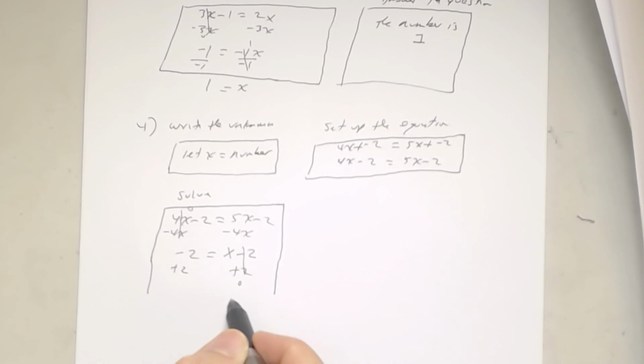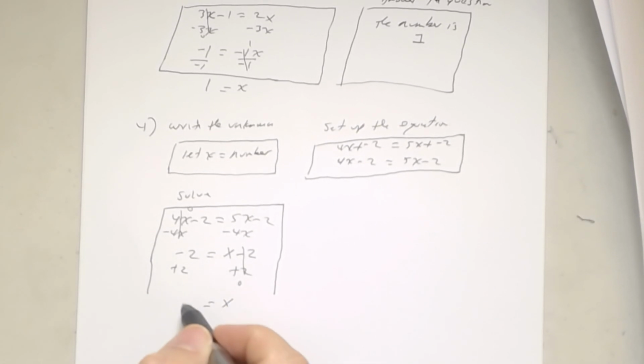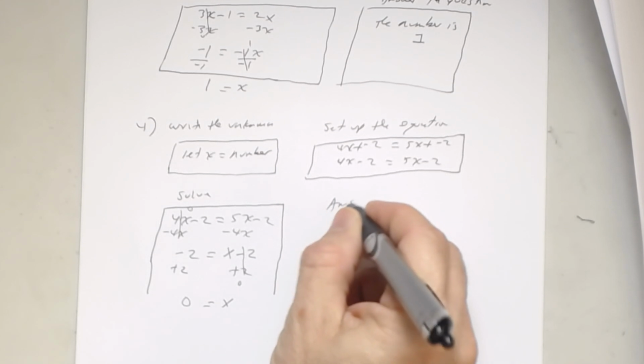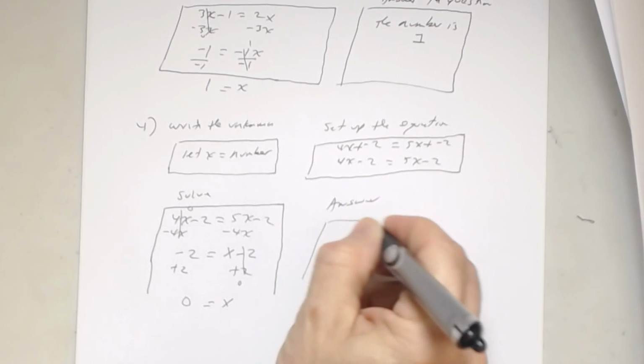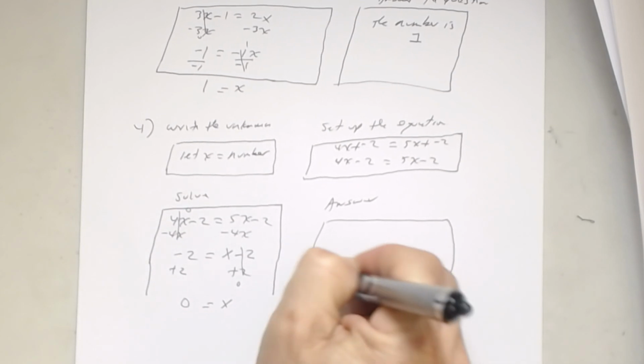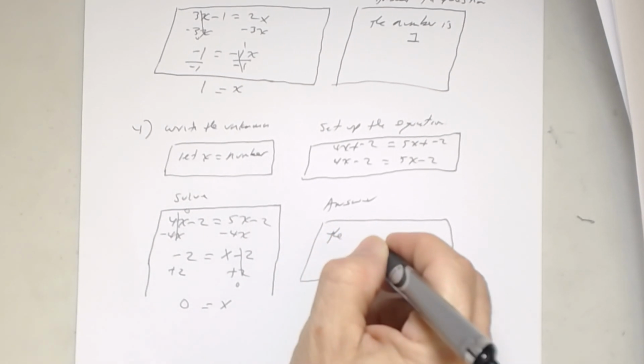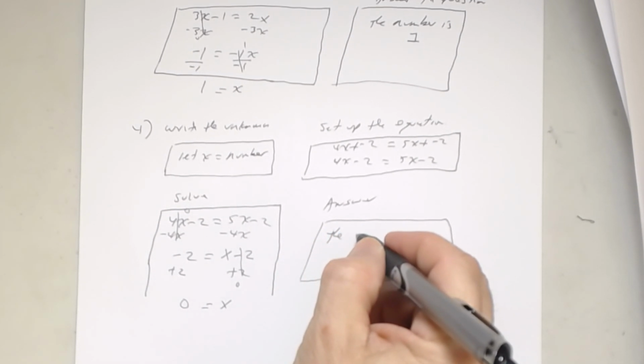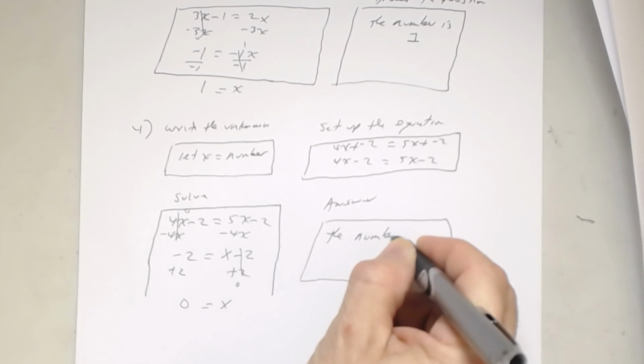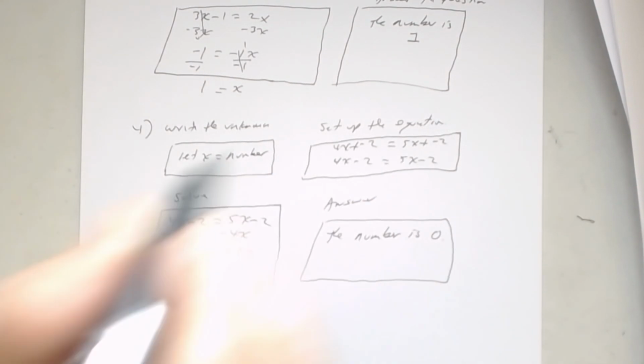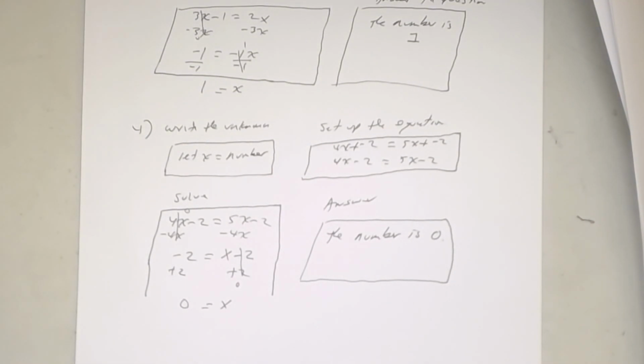X equals 0. So x is on the right. Negative 2 and a positive 2 is 0. So x is 0. So answer the question. You're going to say the number is? No. The number is 0. Okay. 6. All right, 6.